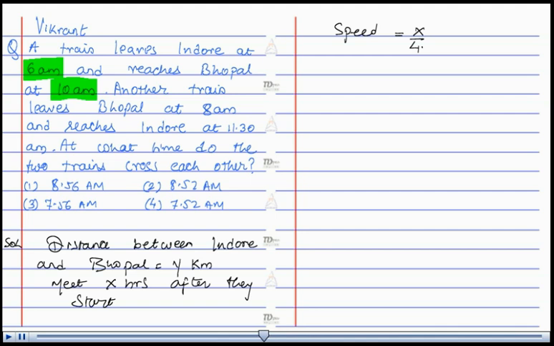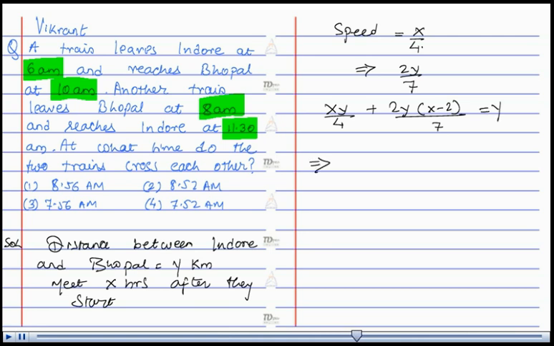In the second case, it will be starting at 8 and reaching at 11:30, so it will be 2y upon 7. So we can say that the two trains will meet at xy by 4 plus 2y times x minus 2 by 7, which will be equal to the total distance, that is y. So this equation becomes xy by 4 plus 2yx minus 4y upon 7 will be equal to y.